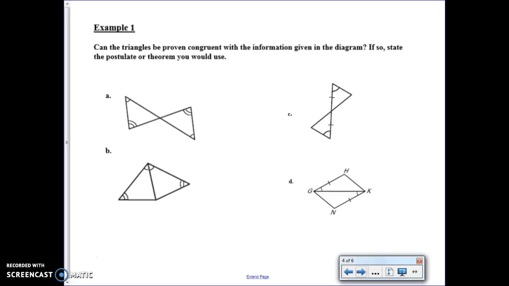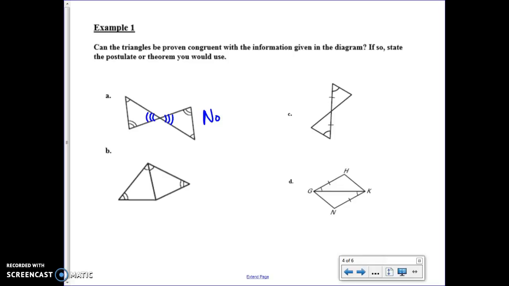So sometimes we can mark other things. Like I see vertical angles here in the middle, so I could put 3 arc marks there. I need to consider, can I mark any sides? And the answer to that's no. There's nothing there that tells me that I can mark any of those sides. Right now I just have angle, angle, angle, which isn't one that we know. So this is going to be a no.